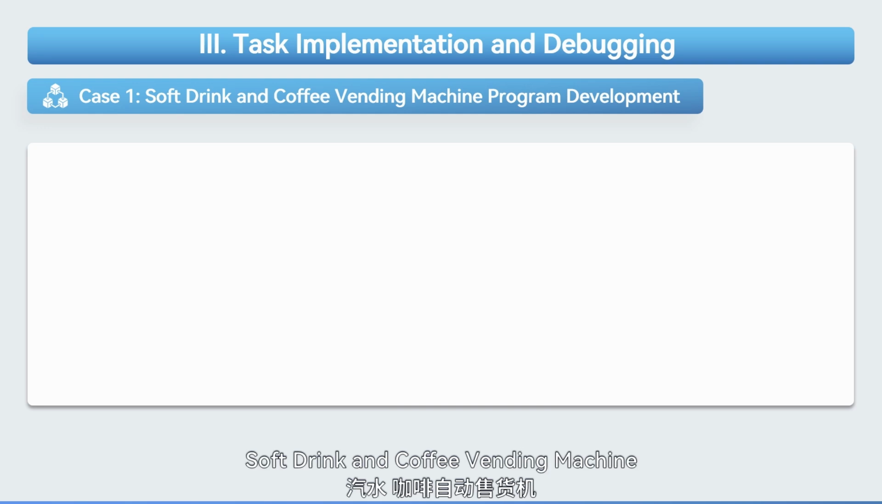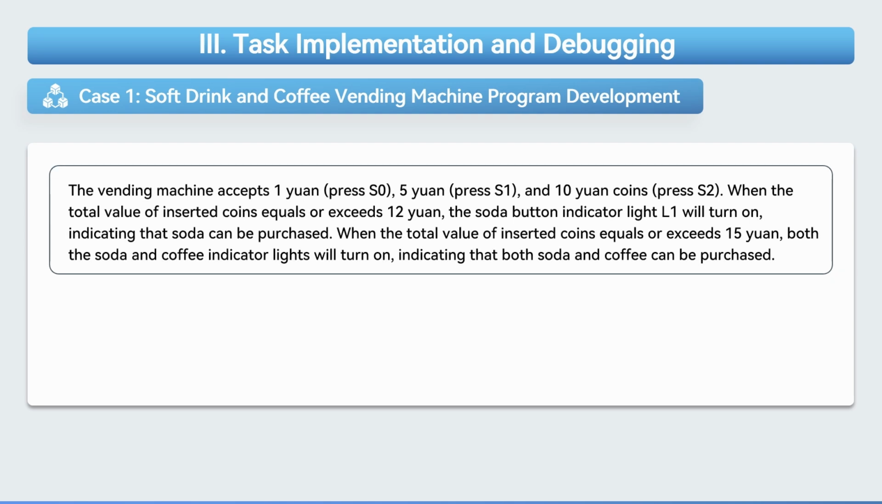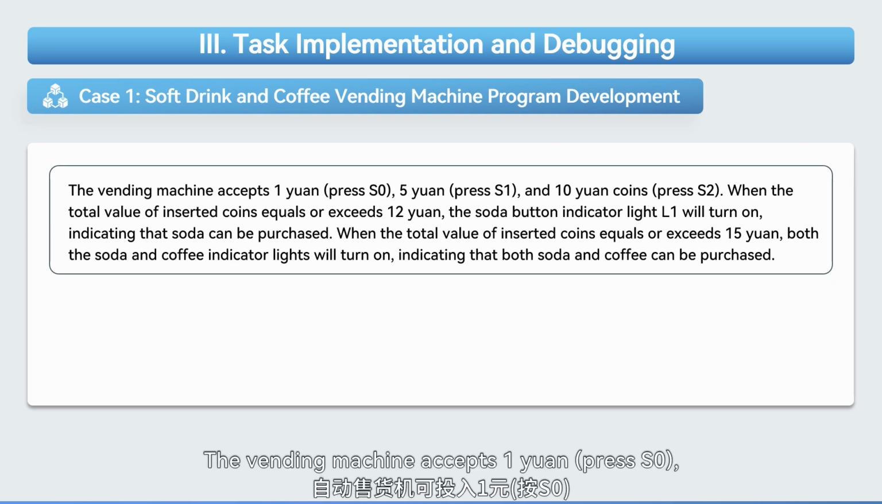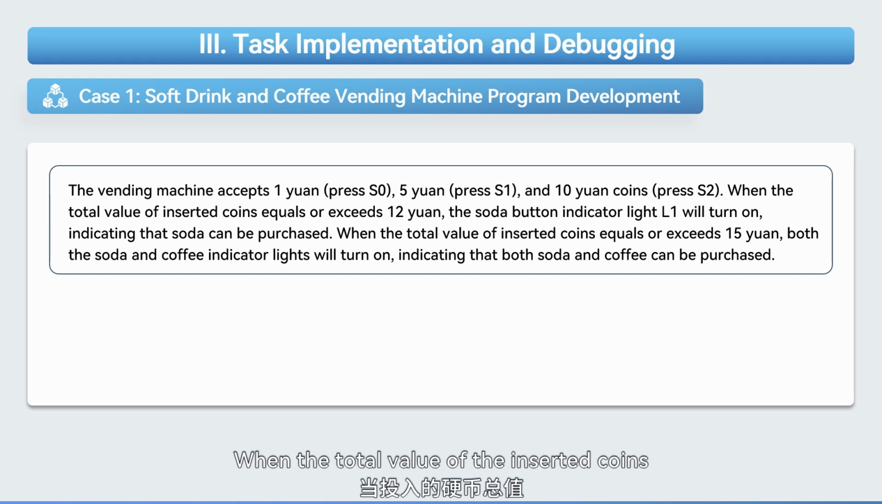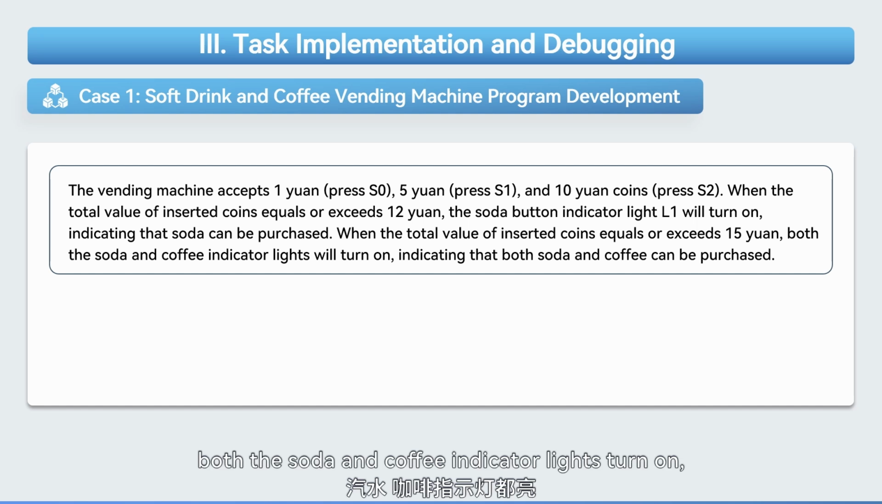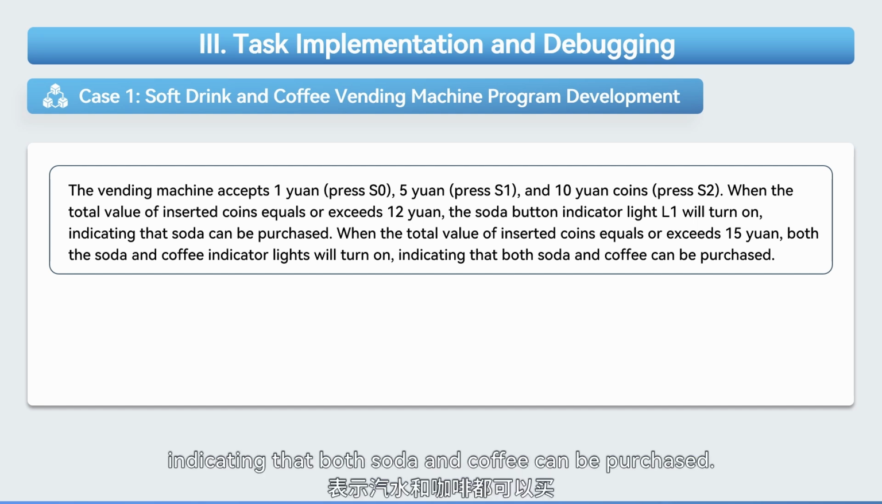Case 1. Soft drink and coffee vending machine program development. Task description. The vending machine accepts 1 yuan, press S0, 5 yuan, press S1, and 10 yuan coins, press S2. When the total value of the inserted coins equals or exceeds 12 yuan, the soda button indicator light L1 turns on, indicating that soda can be purchased. When the total value of the inserted coins equals or exceeds 15 yuan, both the soda and coffee indicator lights turn on, indicating that both soda and coffee can be purchased.